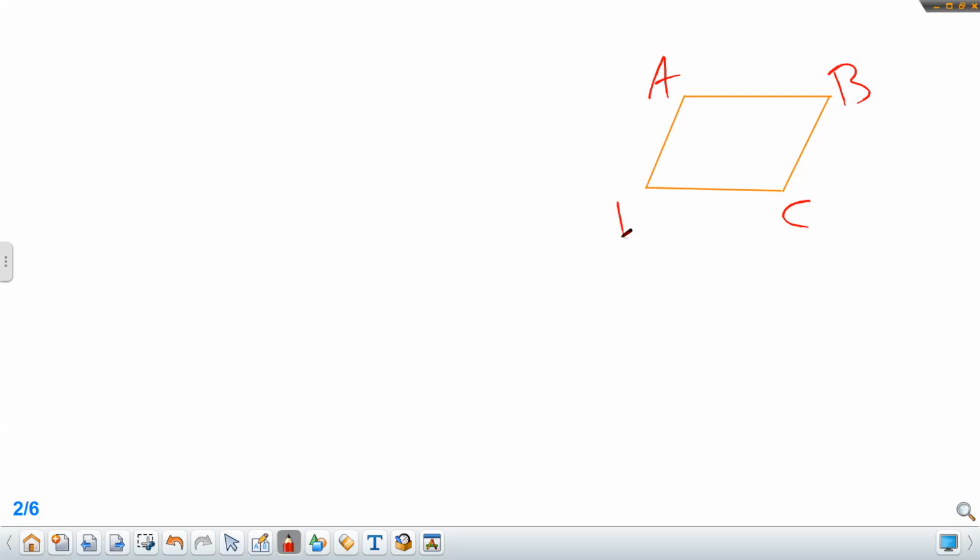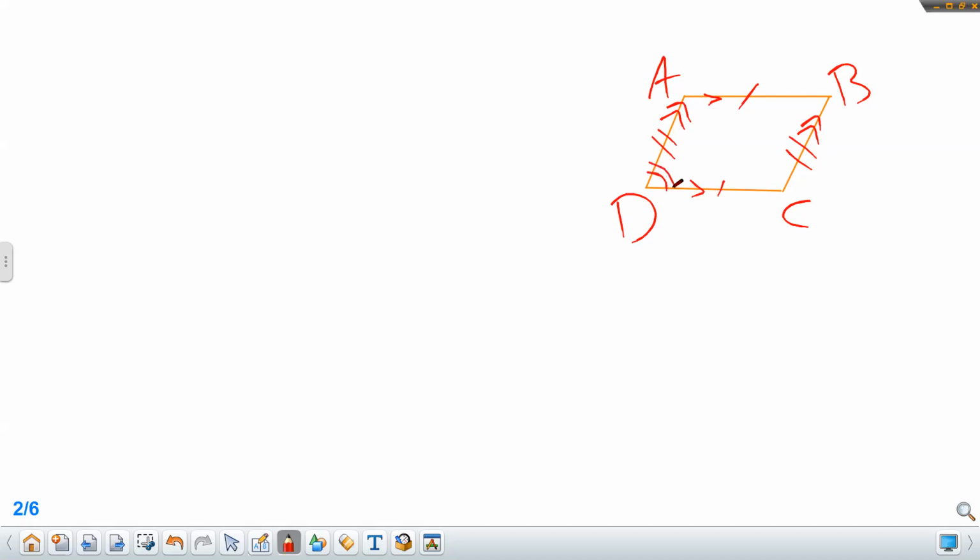In the parallelogram, if ABCD is a parallelogram, we can say every two opposite sides are equal and parallel. So we can say AB equals DC and AB is parallel to DC, and also AD equals BC and AD is parallel to BC. This is number one: each two opposite sides are parallel and equal. Number two: each two opposite angles are equal in measure.